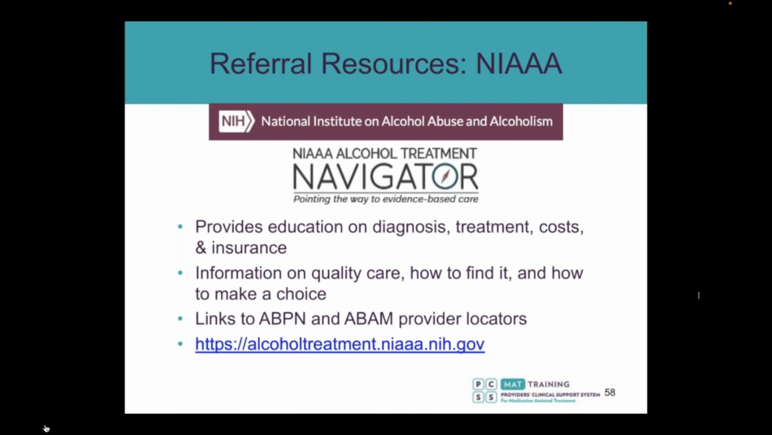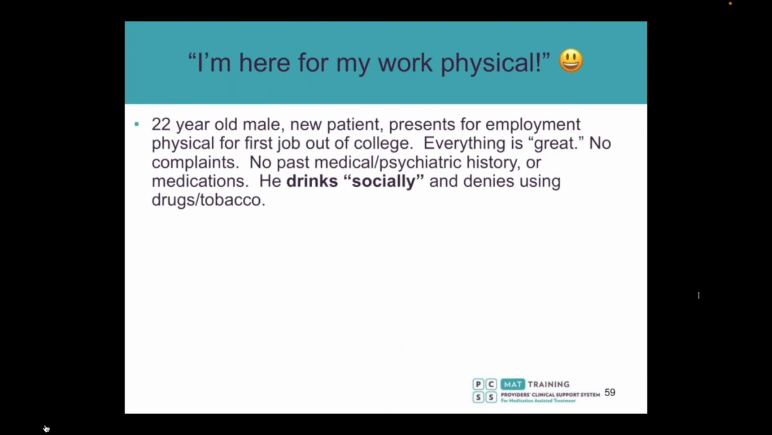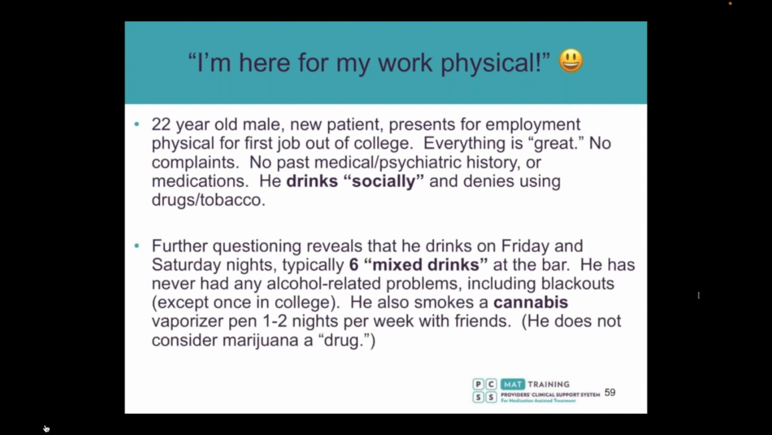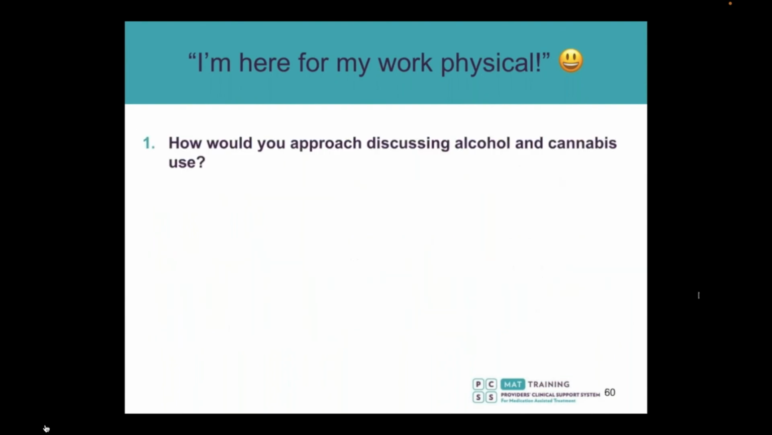All right, now that we've gone through screening, assessment, brief interventions, and referral to treatment, I want to think about those two patients again. So here we have our first patient who's here for his work physical. Just as a reminder, he's 22, new patient, just out of college, getting his first job, mentioned that he drinks socially. But then when you ask more questions, he's drinking 6 mixed drinks at the bar, and he smokes cannabis vaporizer pen 1 or 2 nights a week, but doesn't consider marijuana to be a drug. So how would you approach discussing alcohol and cannabis use with this kind of patient?